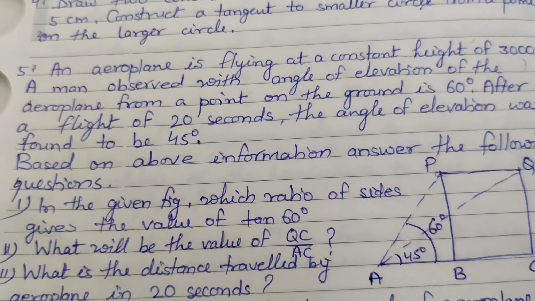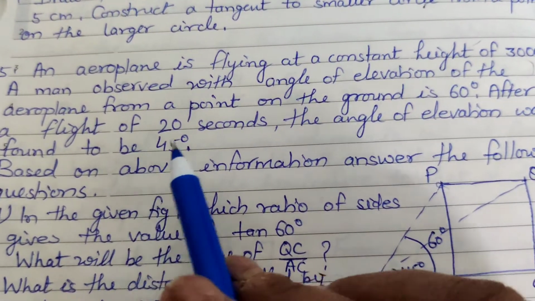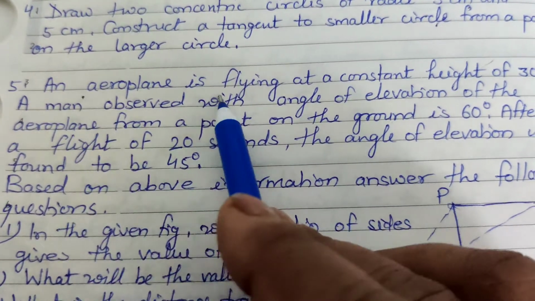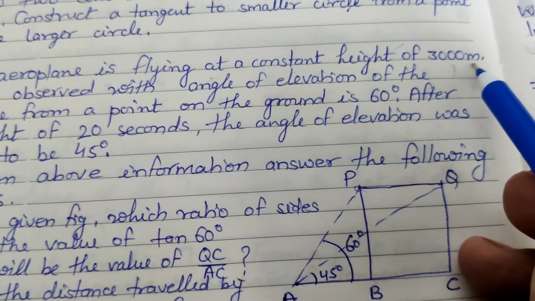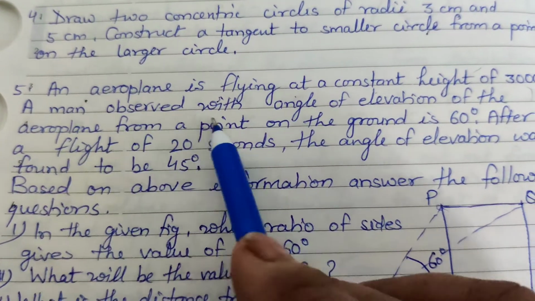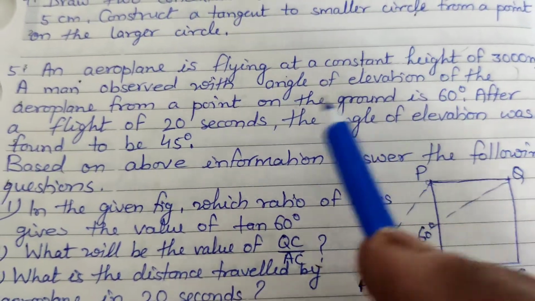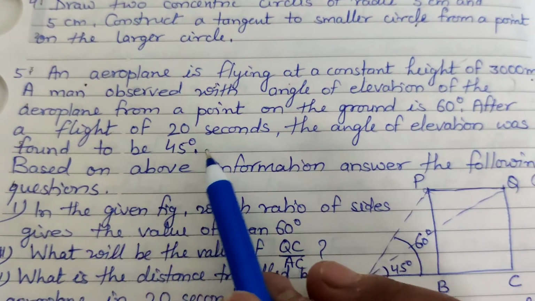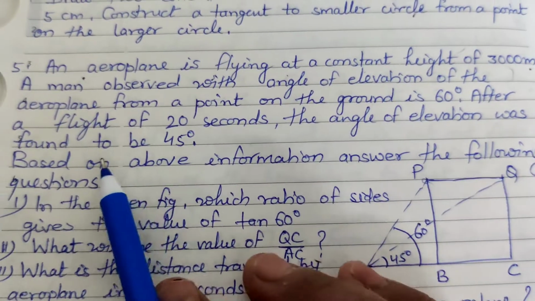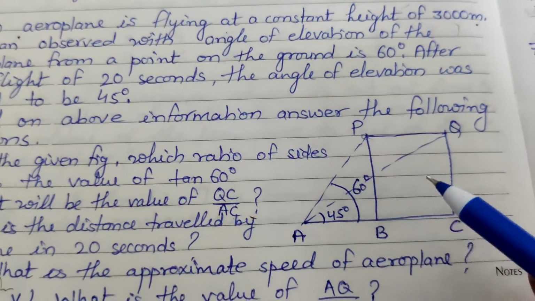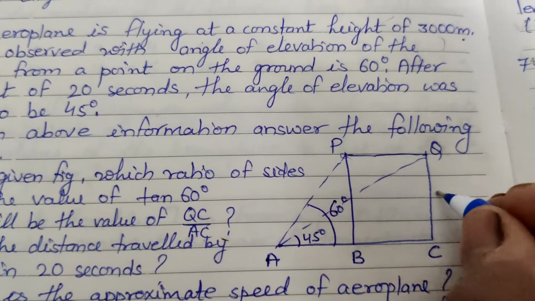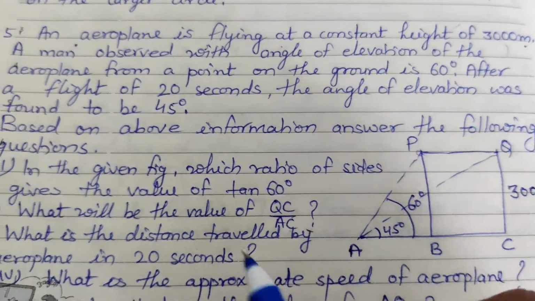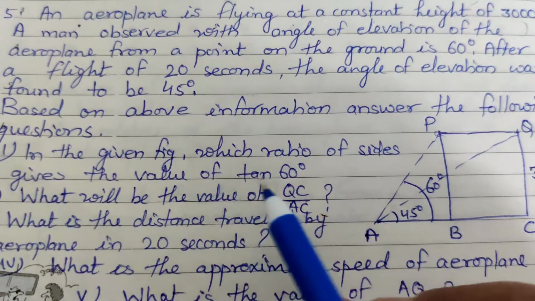Question number 5 is a case-based question from the chapter Application of Trigonometry, Height and Distance. An aeroplane is flying at a constant height of 3000 meters. A man observed that the angle of elevation of the aeroplane from a point on the ground is 60 degrees. After a flight of 20 seconds, the angle of elevation was found to be 45 degrees. This is the figure. The flight height is 3000 meters. Based on the above information, answer the following questions.